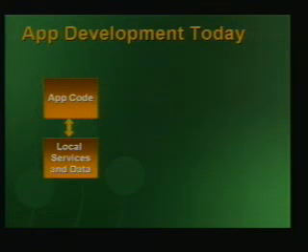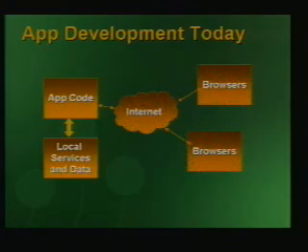Application development today is moving to an internet standard, an internet platform, but it still really is application code that talks to local services and local data. It's a monolithic environment. It could be 2-tier, could be 3-tier, but it is still everything running right here. Well, when you introduce the internet, you now have browsers, you now have client UIs that may not be physically near where your application is running. This is where application development is moving and is today.